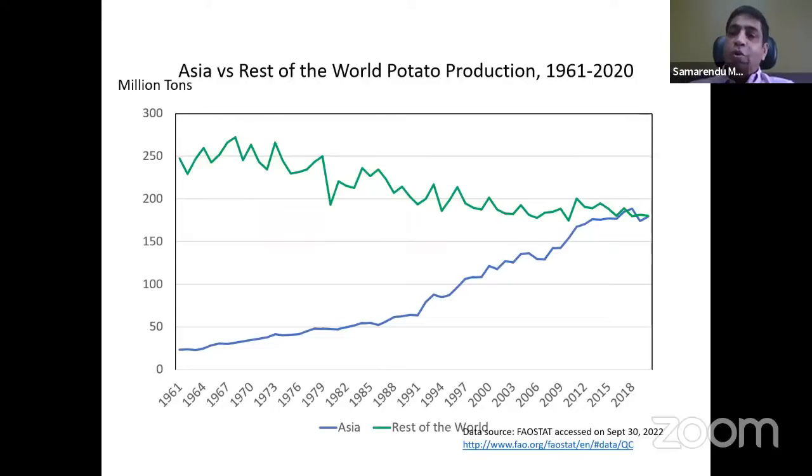It used to be grown mostly in temperate conditions. That's the reason it was not there in Asia, because we have a more tropical, subtropical climate. But now new varieties have been developed which can be grown in the subtropical climate. So that's the reason we see a lot of expansion in potato production in Asia. It's a very high energy crop and good for the poor. It's a filler crop for the poor people.